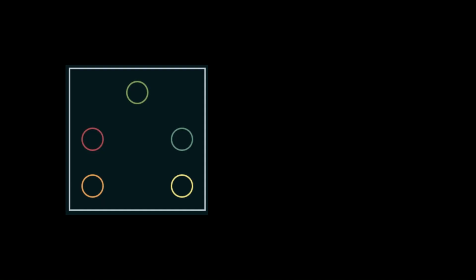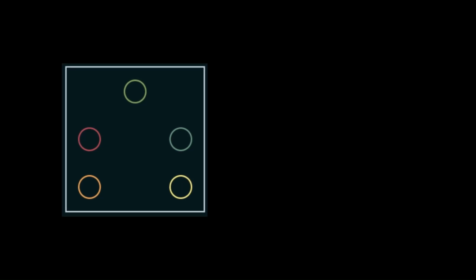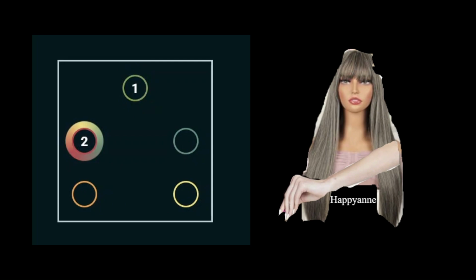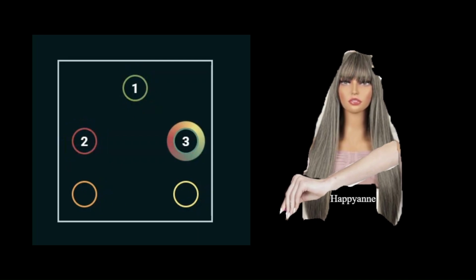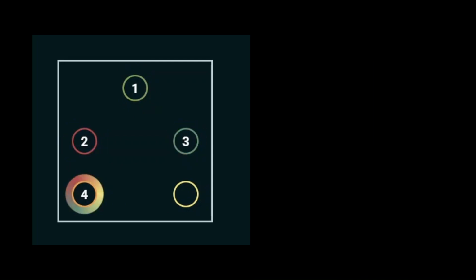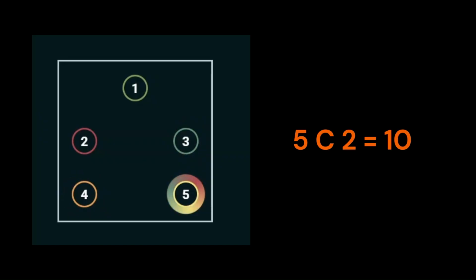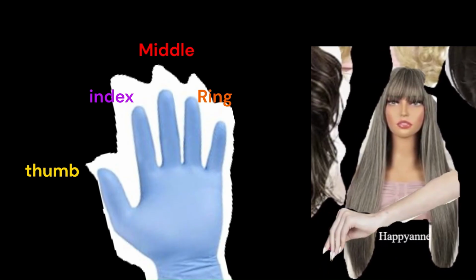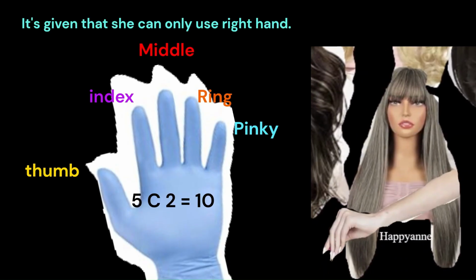You see, the 5-pin plug consists of 5 distinct pins. Happiny has to insert 2 fingers to get the energy. Since each pin is different, we have to select any 2 pins in which Happiny would insert her fingers. How can we do that? Apply the combination formula. We have 5 pins available and we have to select any 2, hence 5C2, which equates to 10. Now Happiny has to insert 2 fingers, but which 2 fingers? We have 5 available fingers: thumb, index, middle, ring, and pinky. Again, 5C2. That is 10.